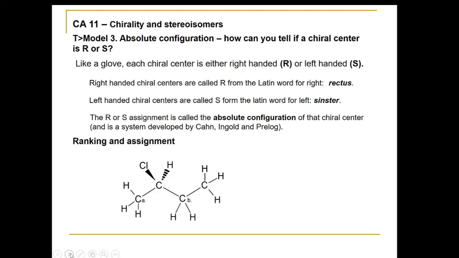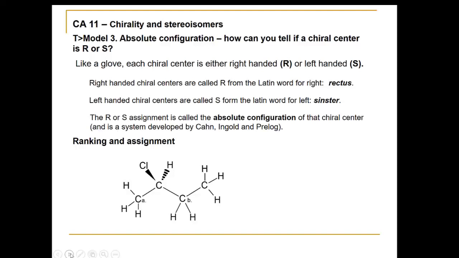I'd like to remind you that a molecule will have no idea if it's being designated R or S. This is a human convention, but we have agreed to take this approach. In a similar way, we make the comment that, like a glove, a chiral center can either be right-handed or left-handed. So right-handed chiral centers we refer to as R, after the Latin word for right, rectus, and then left after the Latin word for left, sinister.